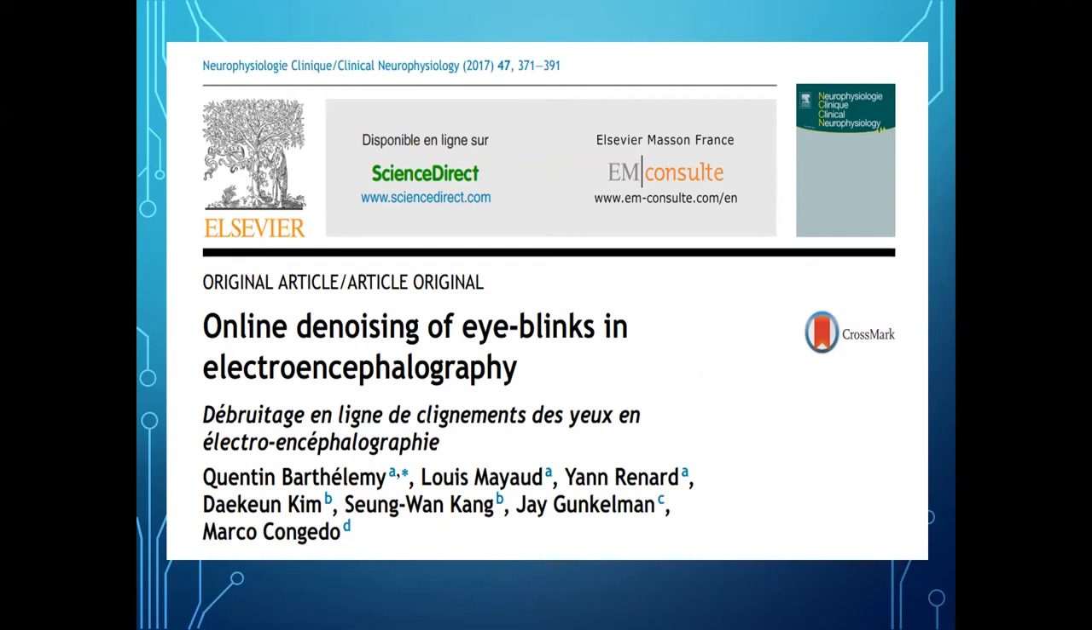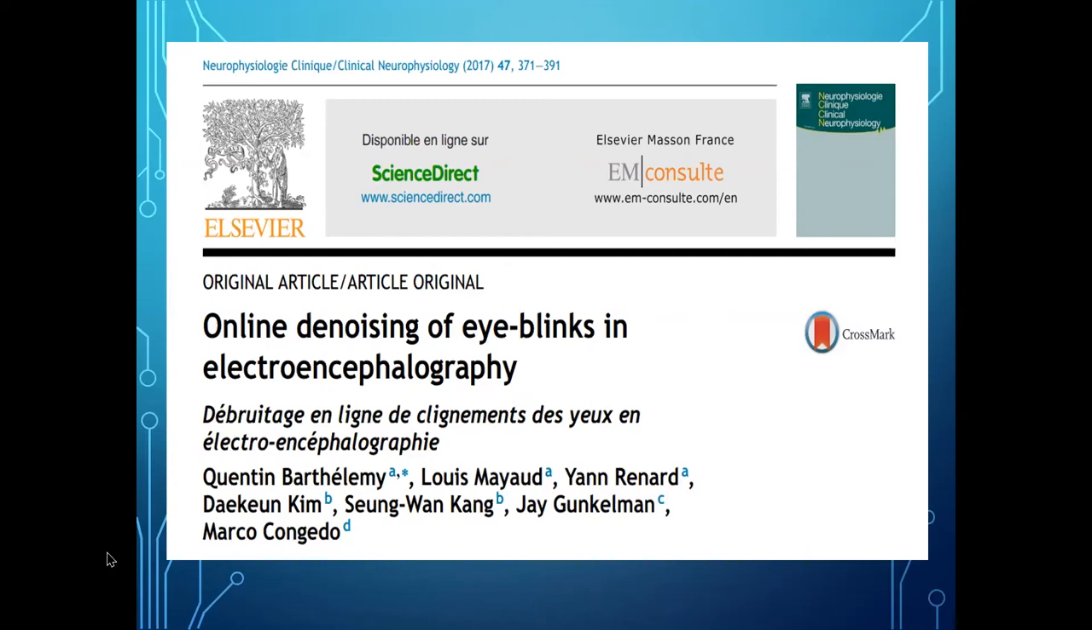This is actually online denoising with eye blinks in EEG. This one was actually published in a major journal, a Clinical Neurophysiology Journal, with an impact factor of 3.2 or 3.4 or something such as that. If you see people trot papers out, it's good to look at the impact factor of the journals that are publishing the work. If you have an impact factor less than 1.0, you have to think twice about whether the journal is actually an adequate journal to be publishing in.